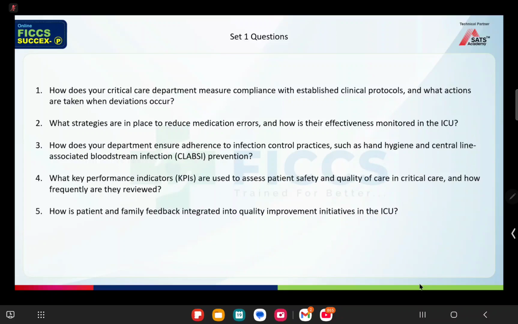For example, a ventilator associated pneumonia, VAP bundle protocol, right? Or your CRBSI protocol. Maybe go for VAP, or whatever protocol you are comfortable with. We are following a CRBSI bundle. We are now following the VAP bundle. Go for VAP, as she is telling. Yes, following the VAP bundle, and the actions taken for deviation.